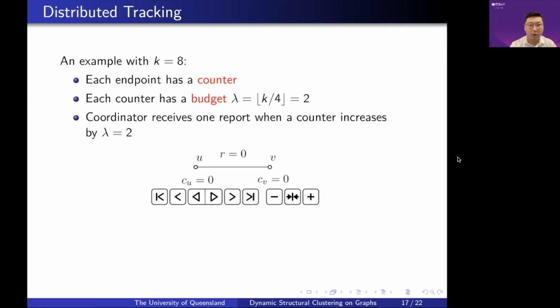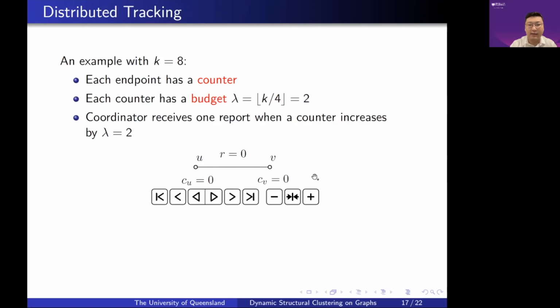To achieve this goal, we use the technique called distributed tracking. Here is a running example of the basic idea. Here we set the update affordability K equals 8. And each endpoint has a counter CU and CV initialized as 0. And each counter is assigned a budget lambda equals K over 4. Here lambda equals 2. And a coordinator on the edge will receive one report whenever a counter increases by lambda.